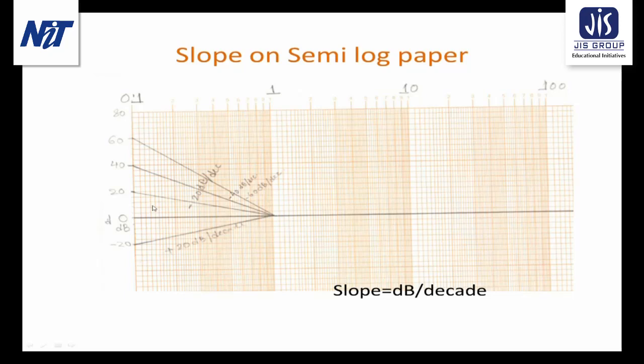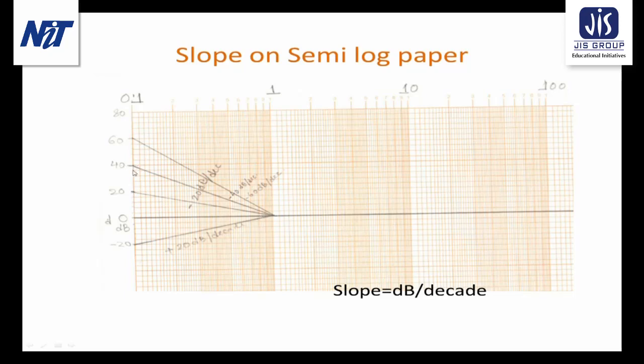Similarly, I have drawn the minus 20 dB per decade. That means if you are starting from here, then you have to go 20 dB in the downward direction and then 1 decade to the right-hand side. Then you join the line and the slope will be minus 20 dB per decade. Similarly, from any point you can draw plus 20 or minus 20, plus 40, minus 40 and so on. For simplicity, I have drawn from 20 dB. This is minus 20 dB per decade.